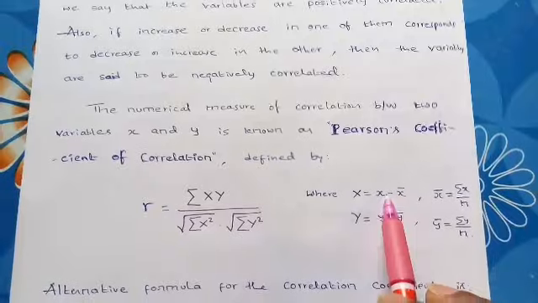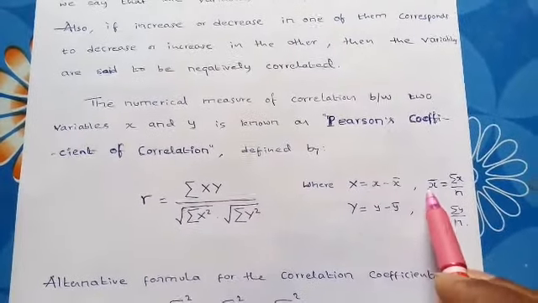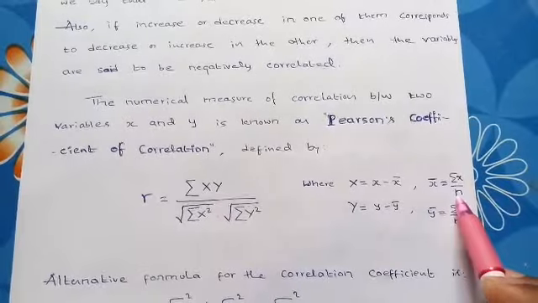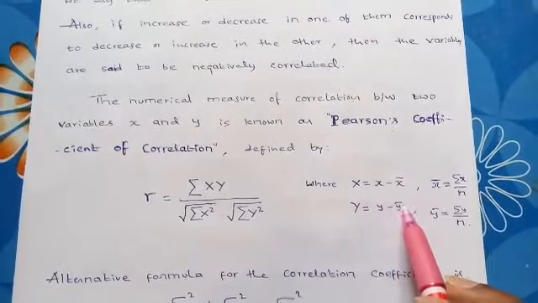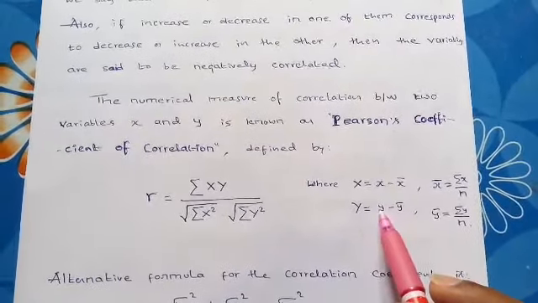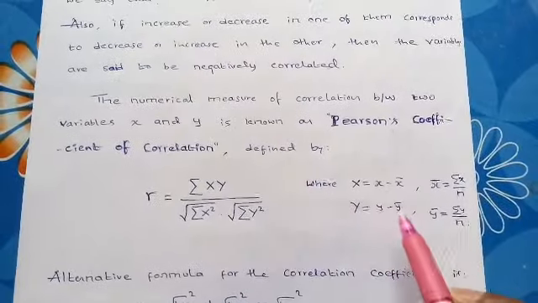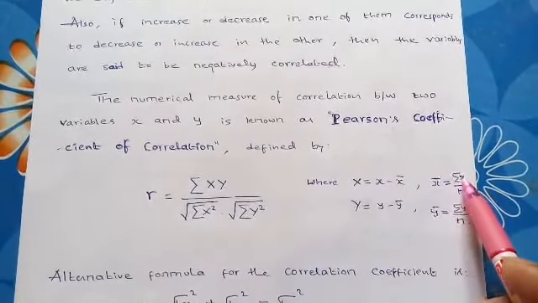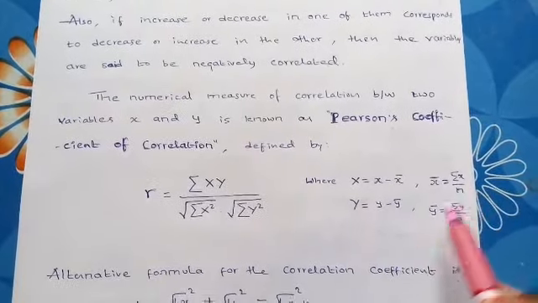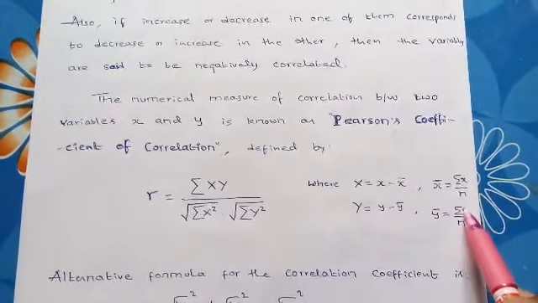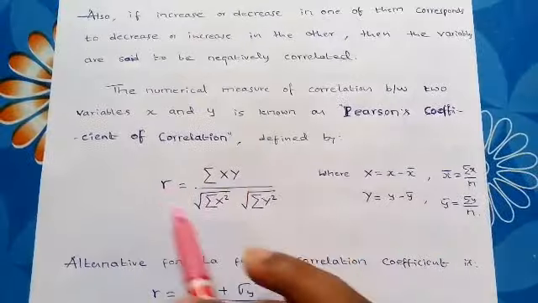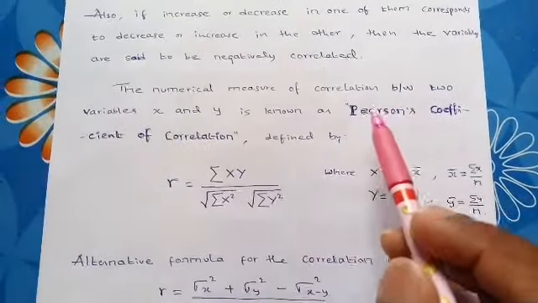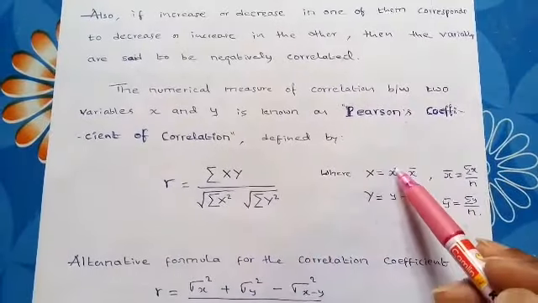Here capital X means x minus x bar. Here x bar means sum of x values divided by n. N means number of values. Similarly, capital Y equals y minus y bar. Here x and y are the values given in the table, and x bar means the sum of x values divided by the number of values. Here y bar means the sum of y values divided by the number of values given in the table. So by this equation we can obtain the correlation between the two independent variables x and y.